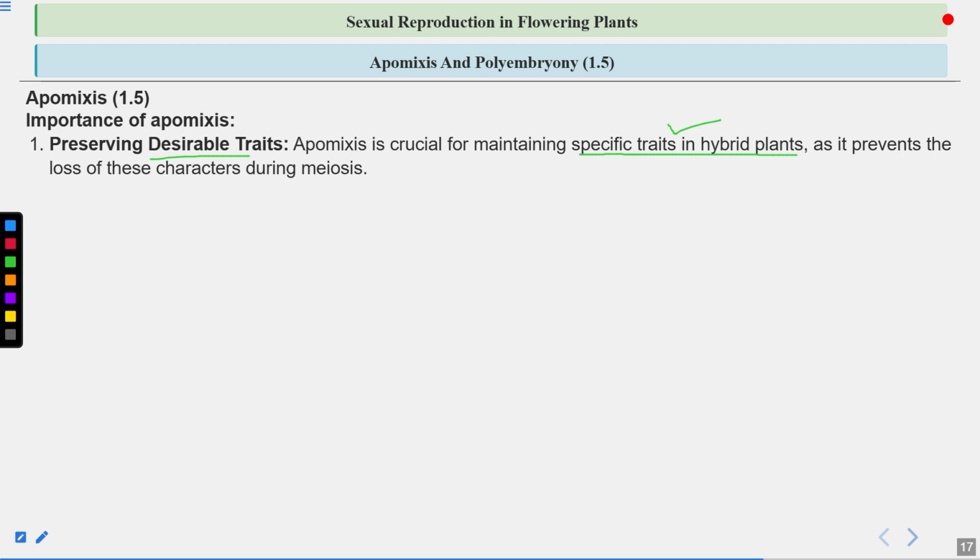Is there any genetic engineering involved in apomixis? No, you can induce apomixis with the help of some hormones. Okay.